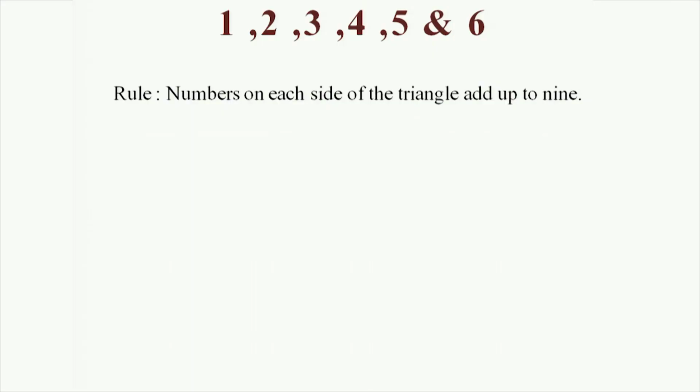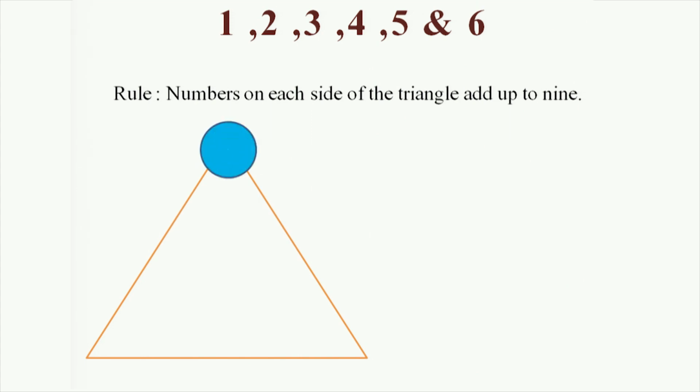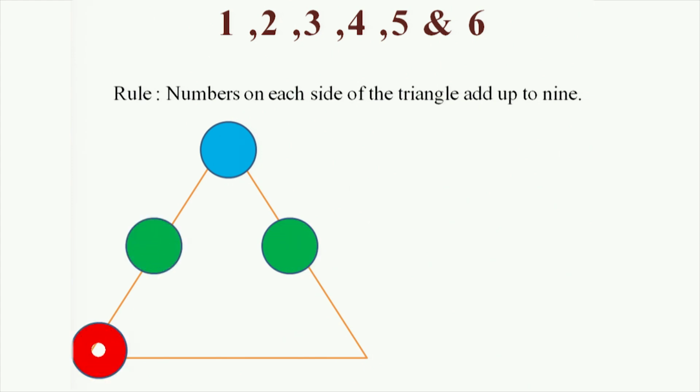Let's draw a triangle first. Let's start putting circles on the triangle. I have started from the corner. I have put one circle on the corner, then the next circle in the middle, and then another circle on this side, and then another circle on this corner, and then again one more circle in the middle, and in the end one more circle in the corner.